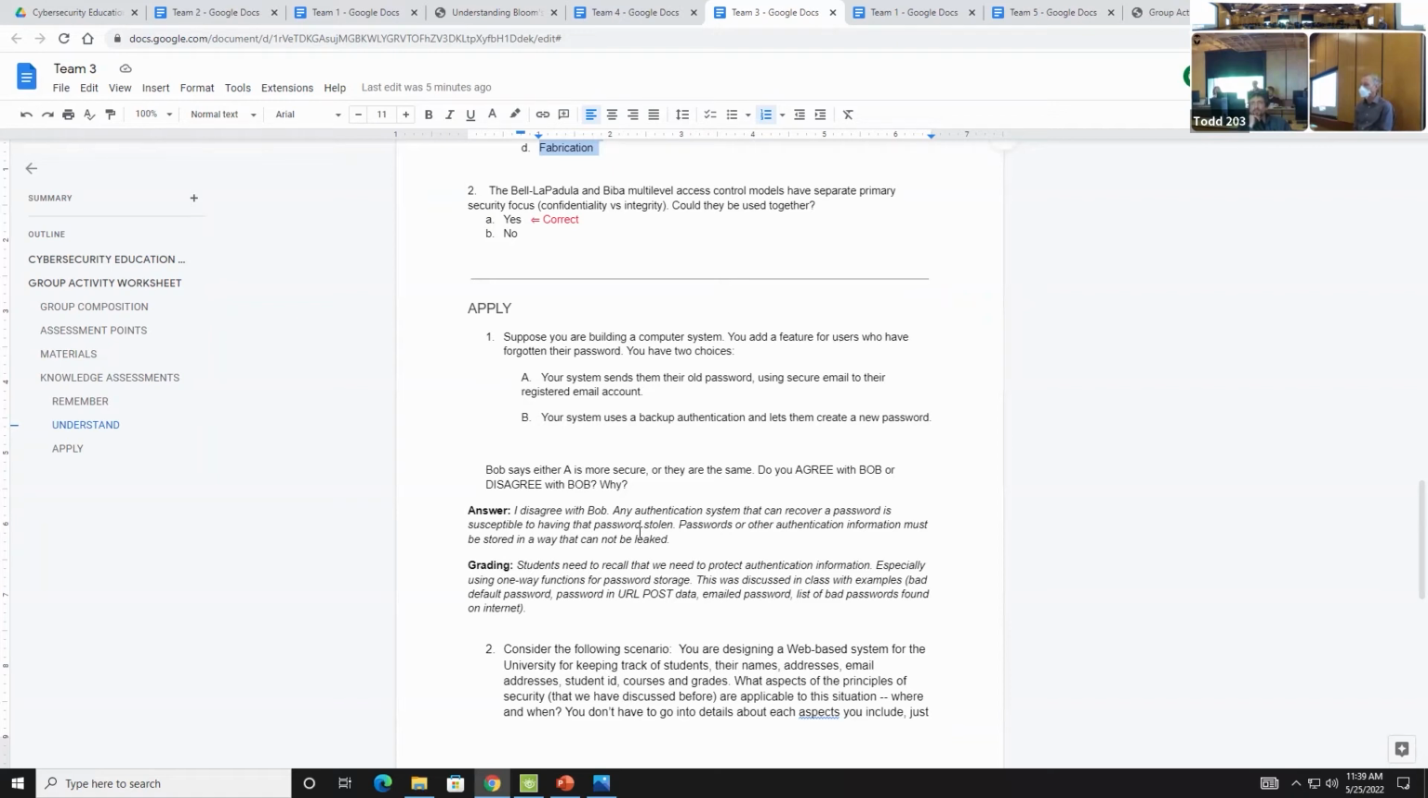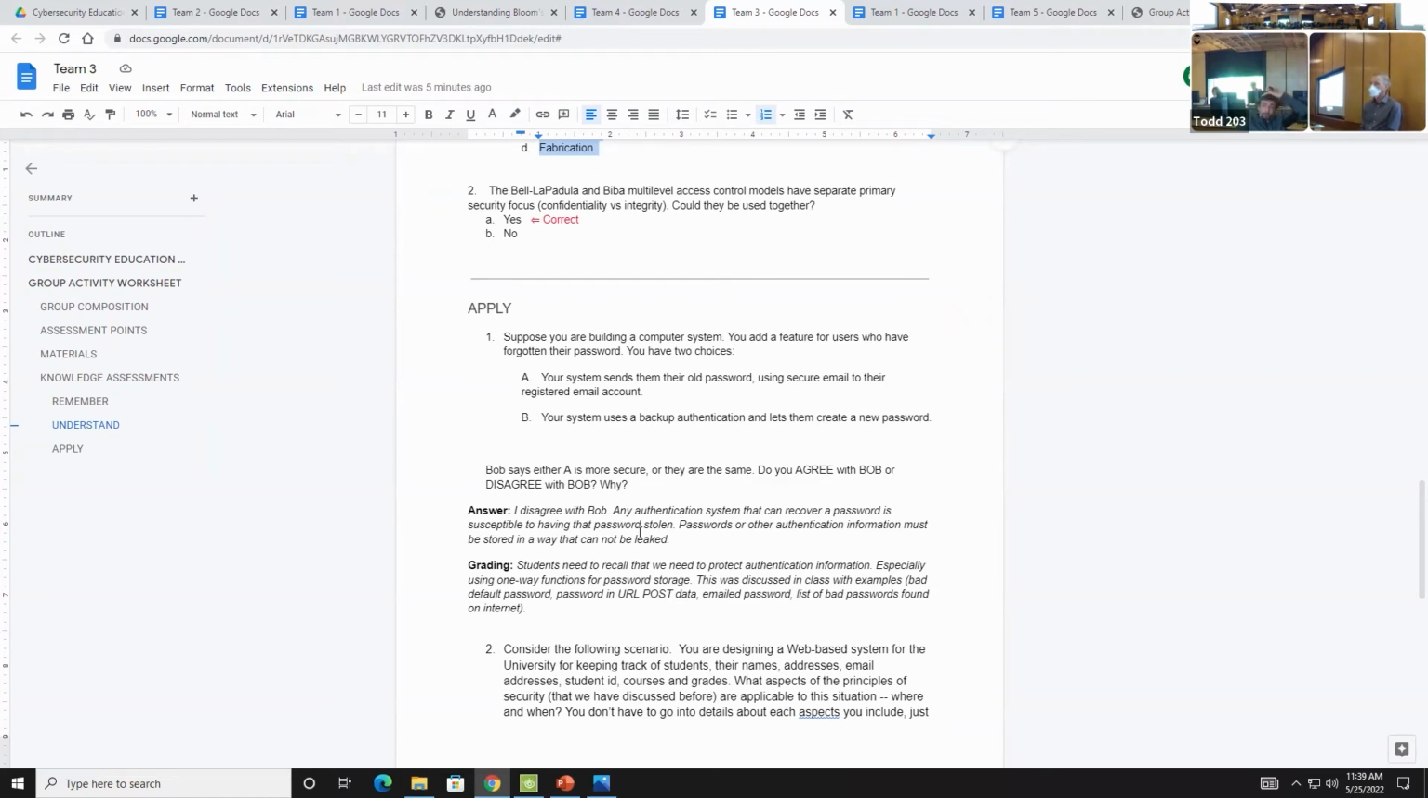Okay, so apply. Suppose you are building a computer system, you add a feature for users who have forgotten their password. You have two choices. A: your system sends them their old password using secure email to their registered email account. B: your system uses a backup authentication that lets them create a new password. Bob says either A is more secure or they are the same. Do you agree with Bob or disagree with Bob? Why?